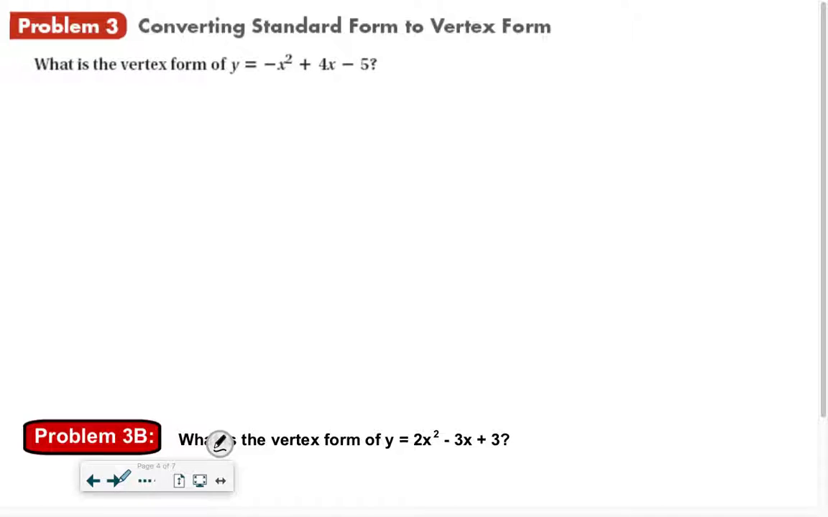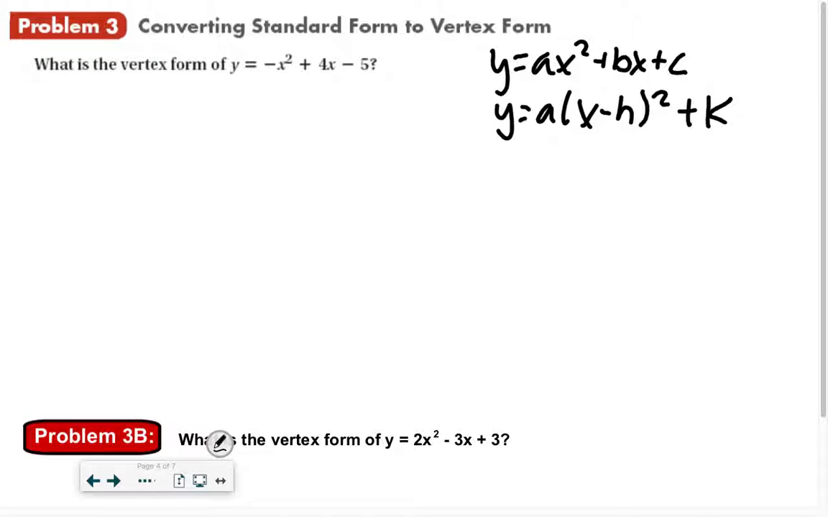Oh wait, I want you to write something. Well, I guess you don't have to. I'm going to. Our standard form is that y equals ax squared plus bx plus c. That vertex form is the one we worked with yesterday: y equals a times (x minus h) squared plus k. We're going to go from the top to the bottom.